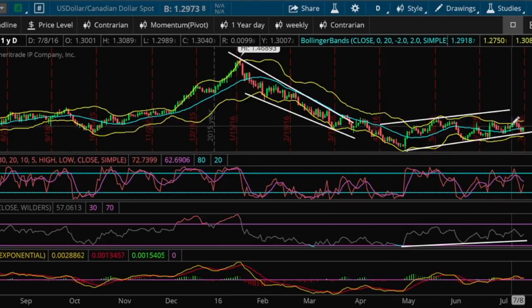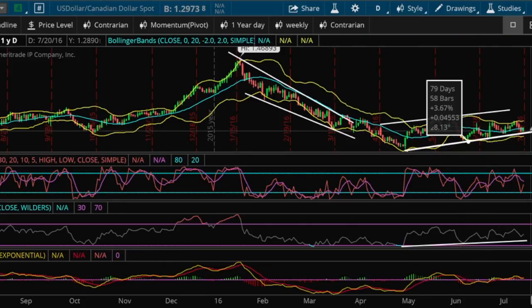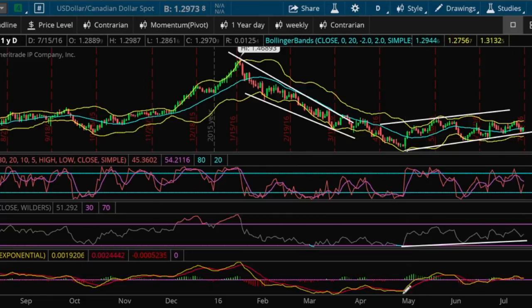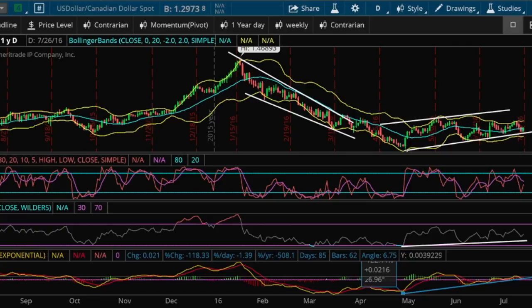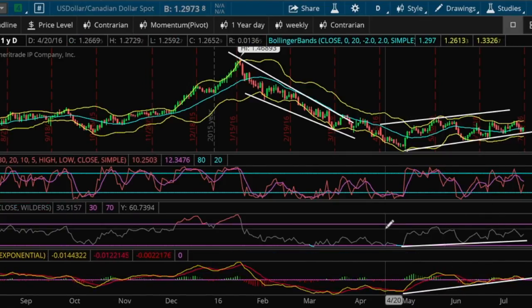This is a strong support level. We have support here, support here, support here, and support here. If this holds within the next few days, you can call that support. MACD is also showing a strong support level. So obviously momentum's coming within the US Dollar Canadian Dollar.